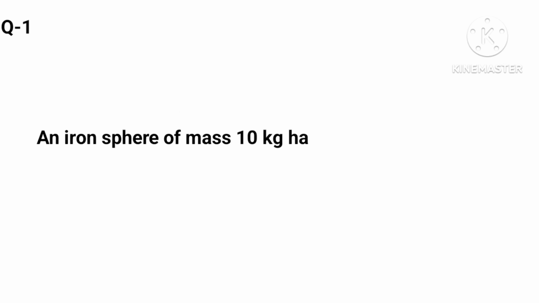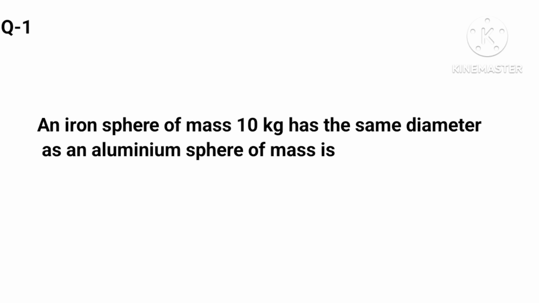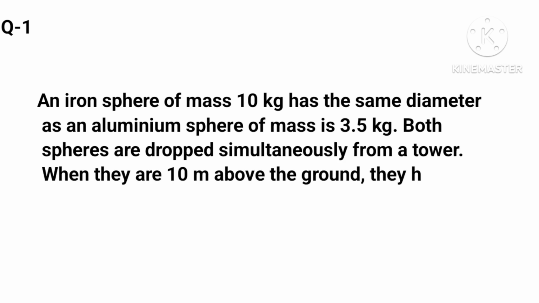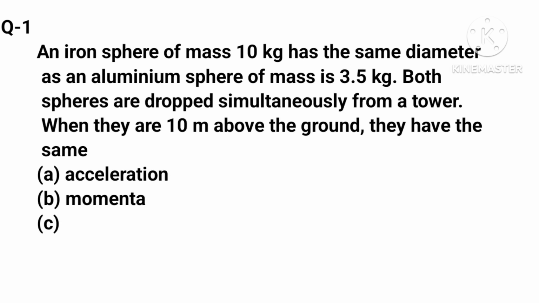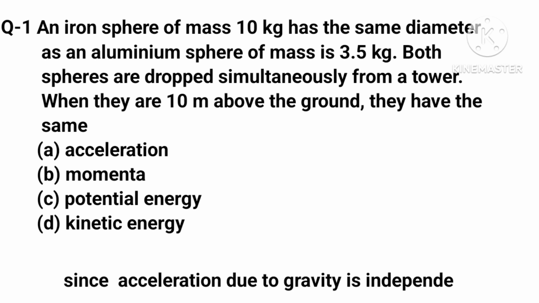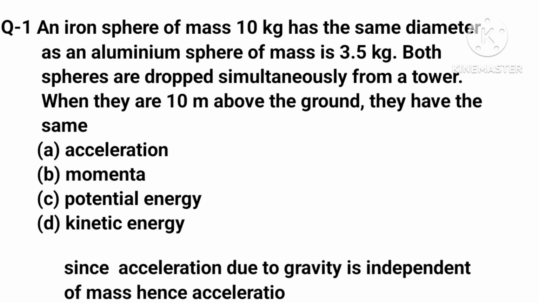An iron sphere of mass 10 kg has the same diameter as an aluminium sphere of mass 3.5 kg. Both spheres are dropped simultaneously from a tower. When they are 10 meters above the ground, they have the same: A. acceleration, B. momenta, C. potential energy, D. kinetic energy. Since acceleration due to gravity is independent of mass, acceleration is the right answer.